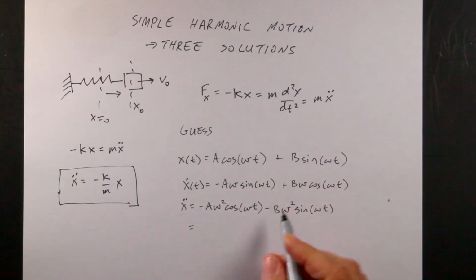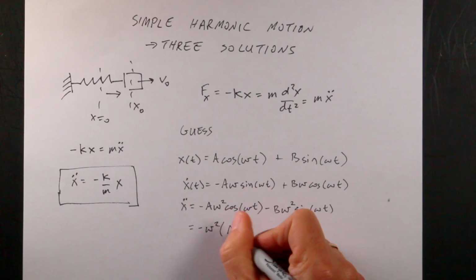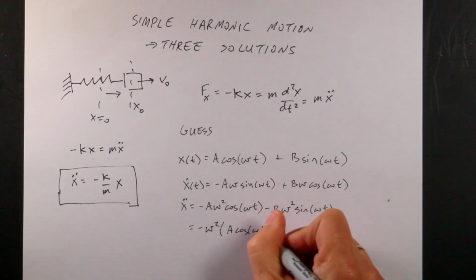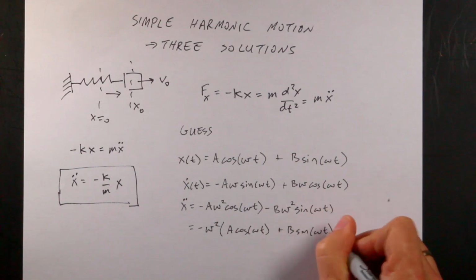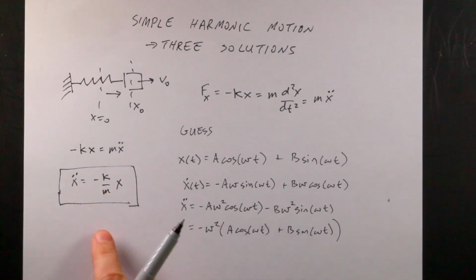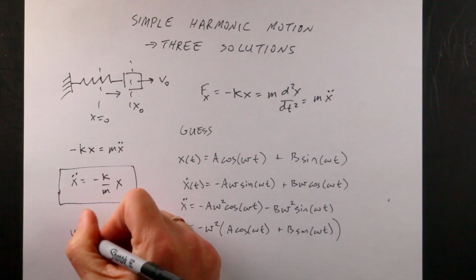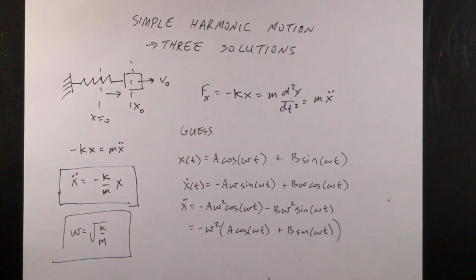So right here, let's factor out the negative omega squared. I get negative omega squared times a cosine omega t plus b sine omega t. And so that is x. So this is a solution. It doesn't matter what a and b are for the solution right now, but I do know that negative omega squared has to be negative k over m in order for this to work. So that means that omega equals the square root of k over m. Okay, so that's the solution.